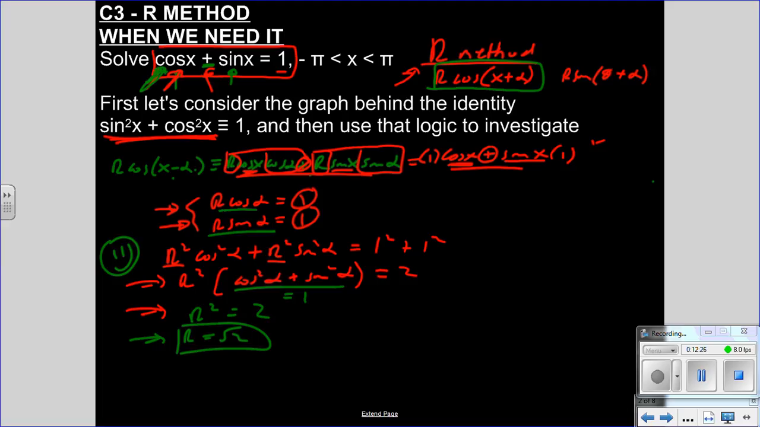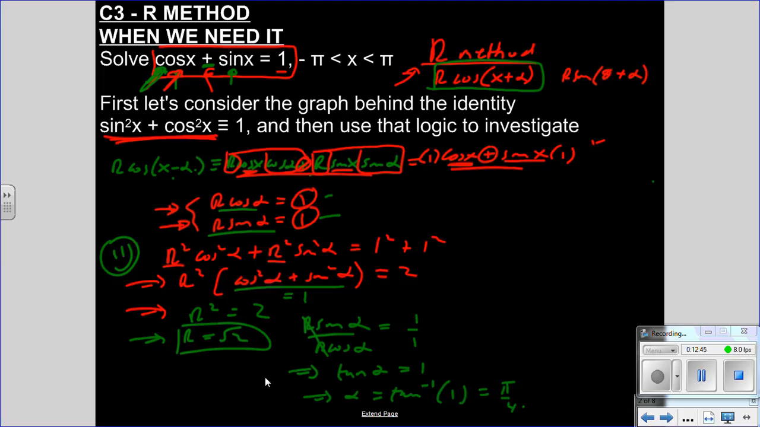Well, to find alpha, r sine alpha over r cos alpha, we could just divide them. It's the same as 1 over 1. The r's cancel, sine over cos is tan, alpha is 1, so therefore alpha is tan to the minus 1 of 1, which is pi by 4. And pi by 4, in my calculator, says is 0.785.